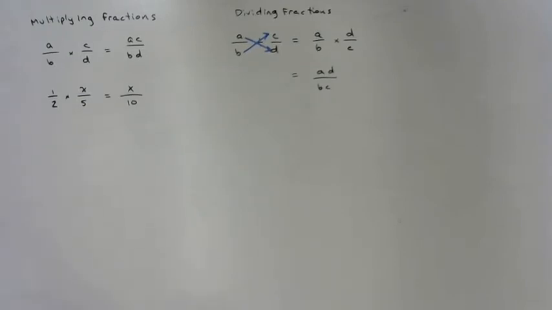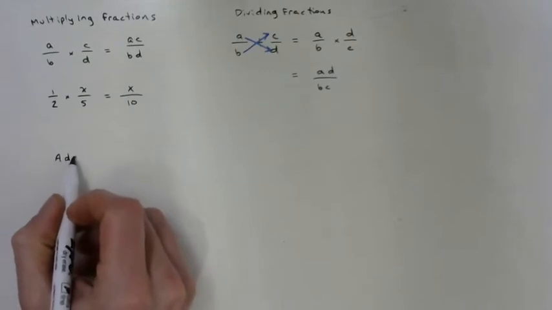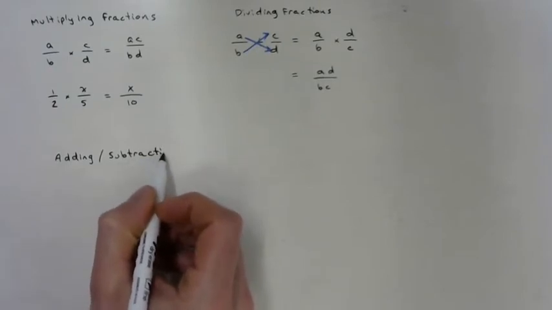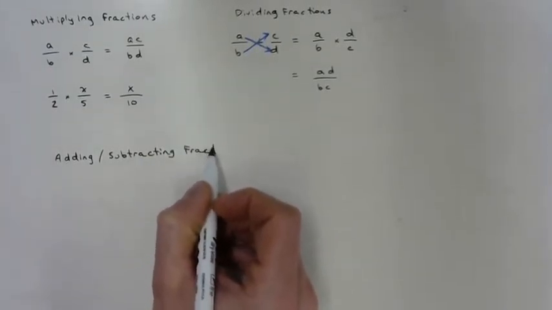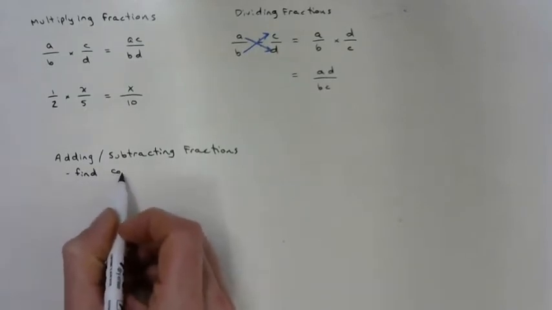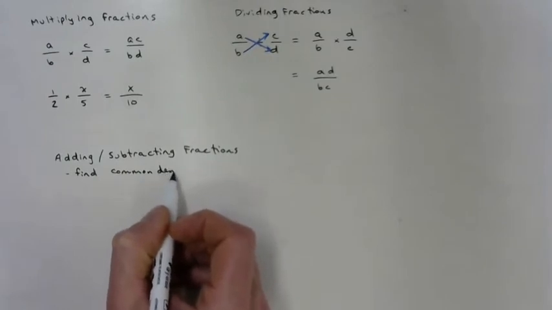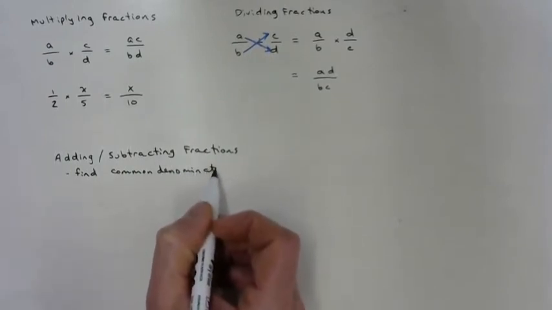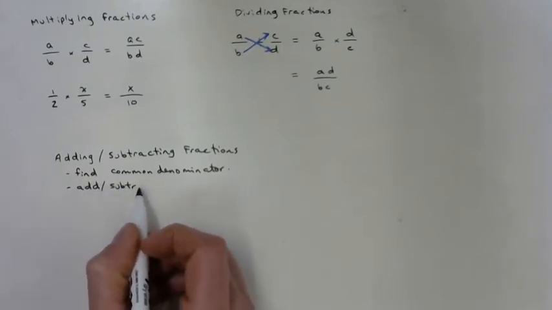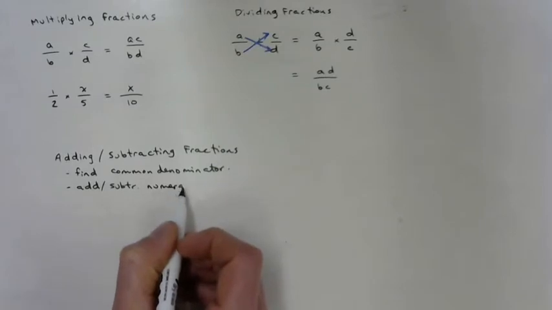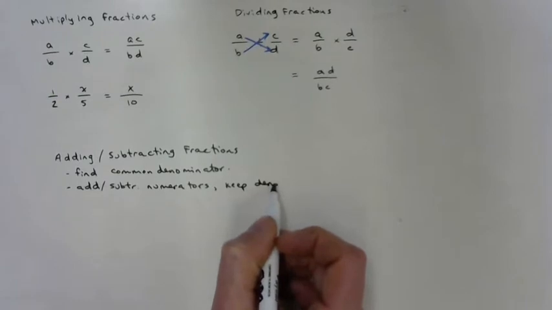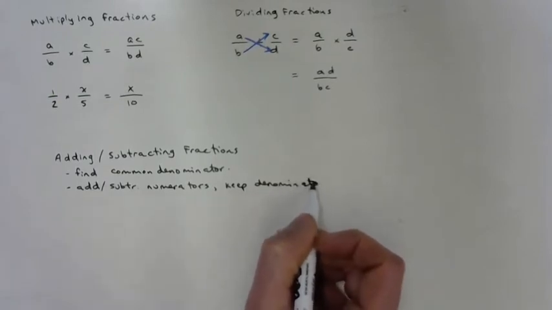Good. Adding and subtracting fractions. How do you do that? You have to find a common denominator. Good. And then you only add or subtract the top. Find common denominator. Then add or subtract numerators. Keep the denominator the same.